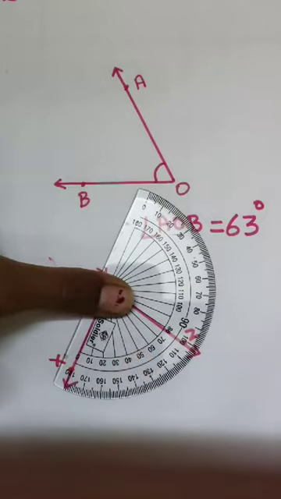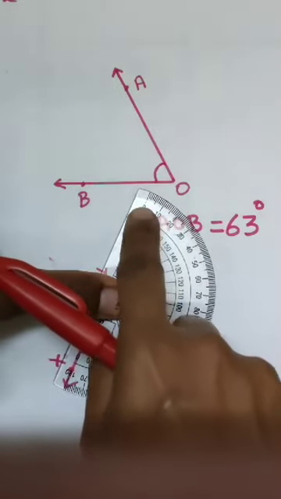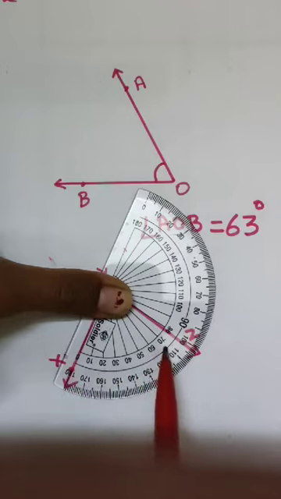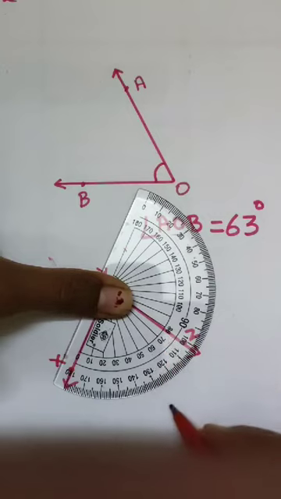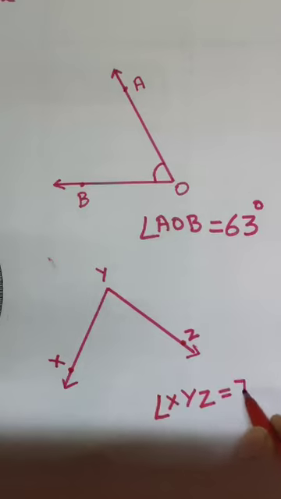Now tell me, from which 0 degree will you start? Where is your baseline? This one. There is no line here, is there? So this 0 degree you will not see. You will start from here: 0, 10, 20, 30, 40, 50, 60, 70 and 80. It is 2 degrees less than 80. So we can write angle XYZ is equal to 78 degree.